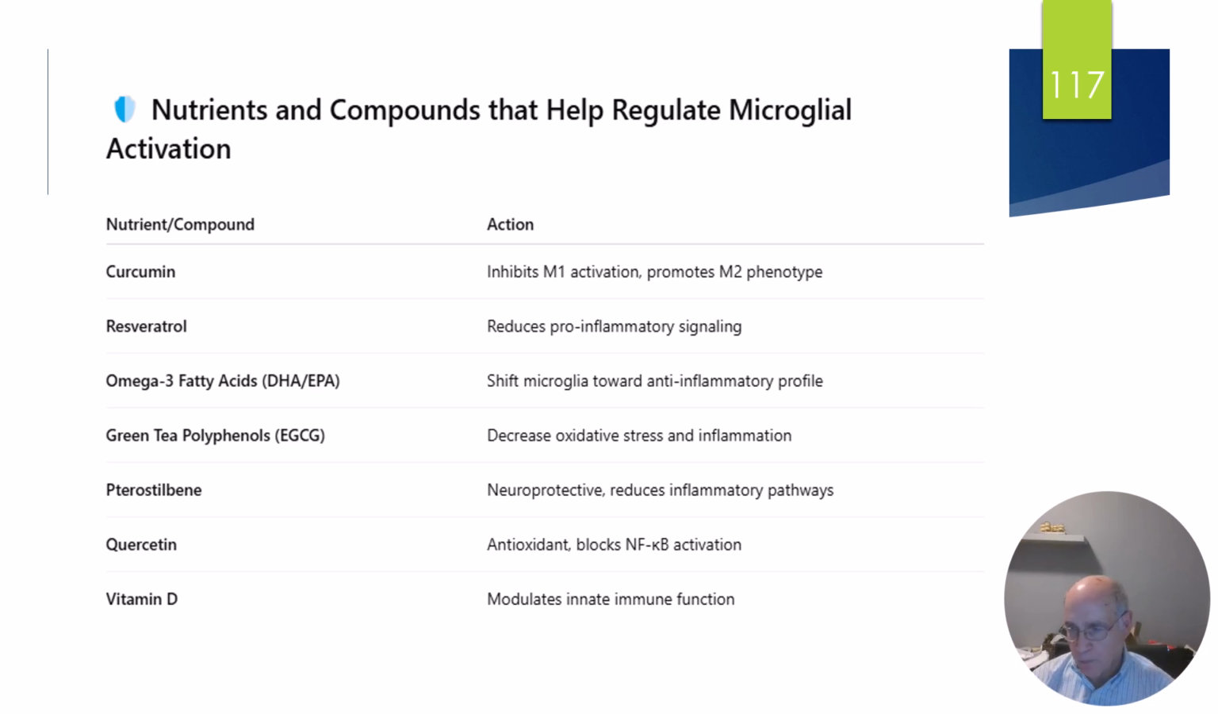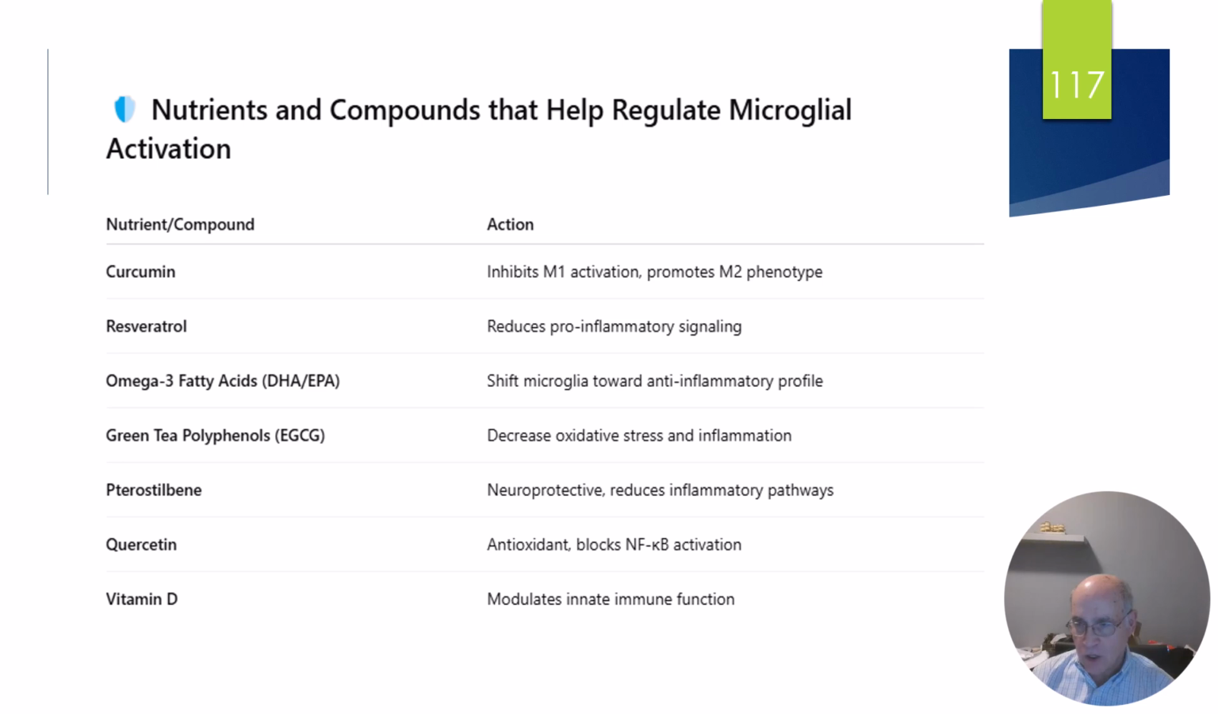Resveratrol, which I don't use a lot in my practice, but I have used it, reduces pro-inflammatory signaling. Resveratrol comes from red grapes. Omega-3 fatty acids. So omega-3, and remember you can do this test in your office, shifts microglial M1 cells towards a more M2 phenotype.